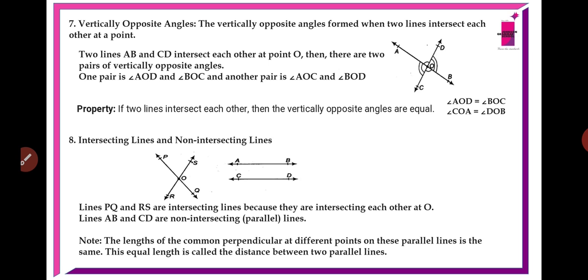Now when you compare two lines, there is the possibility that they are either intersecting lines or parallel lines, and they may also be coincident lines, where each and every point on both lines is common. Here lines PQ and RS are intersecting lines because they intersect each other at O. The common point between PQ and RS is O. Lines AB and CD are non-intersecting lines, which are called parallel lines. You can see a note here: the length of the common perpendicular at different points on these parallel lines is the same. This equal length is called the distance between two parallel lines.